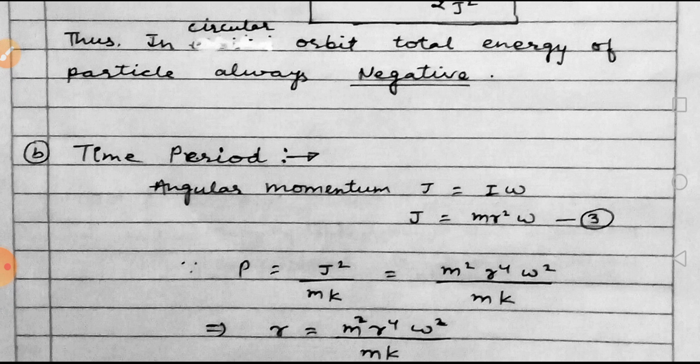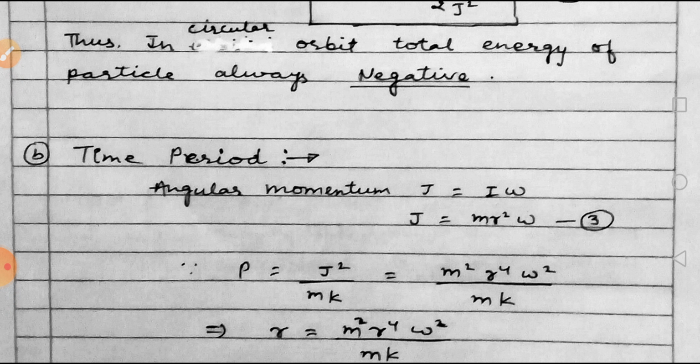Second topic is, we know that angular momentum j is equal to I omega and I is moment of inertia, that is m r square, and previously we defined p is equal to j square upon mk. Put the value of j, so it is m square r to the power 4 omega square upon mk, cancel all the values and we get r is equal to m square r to the power 4 omega square upon mk.